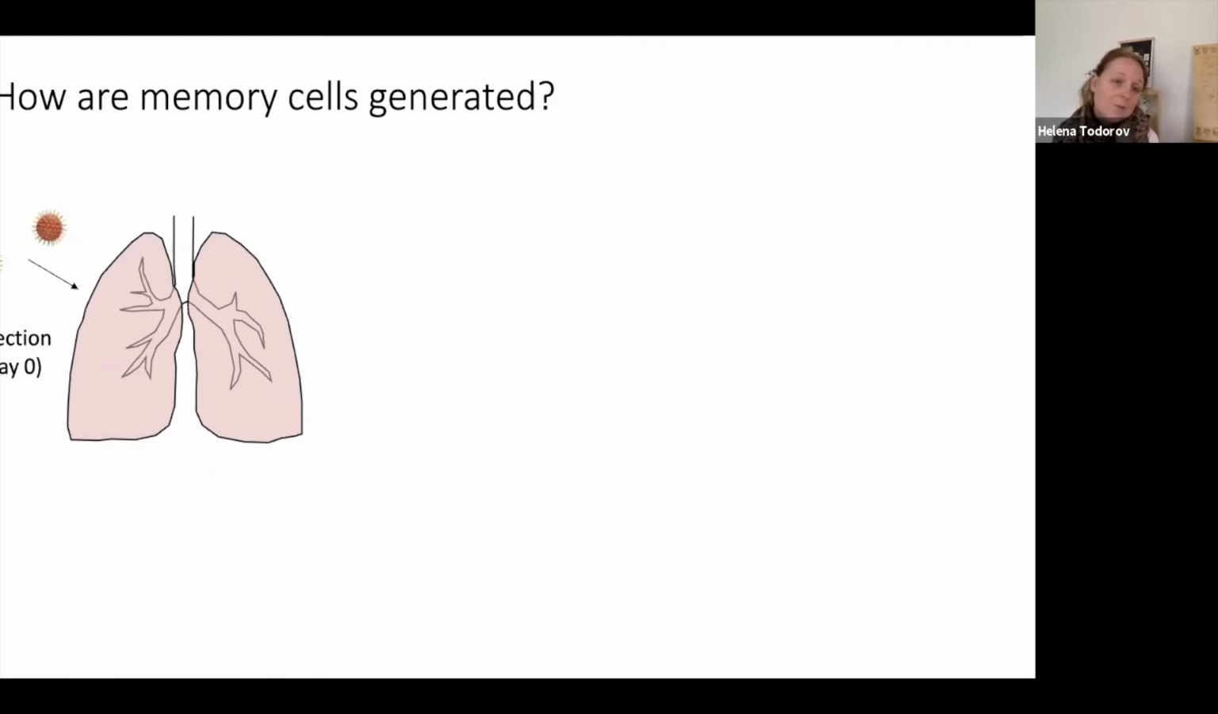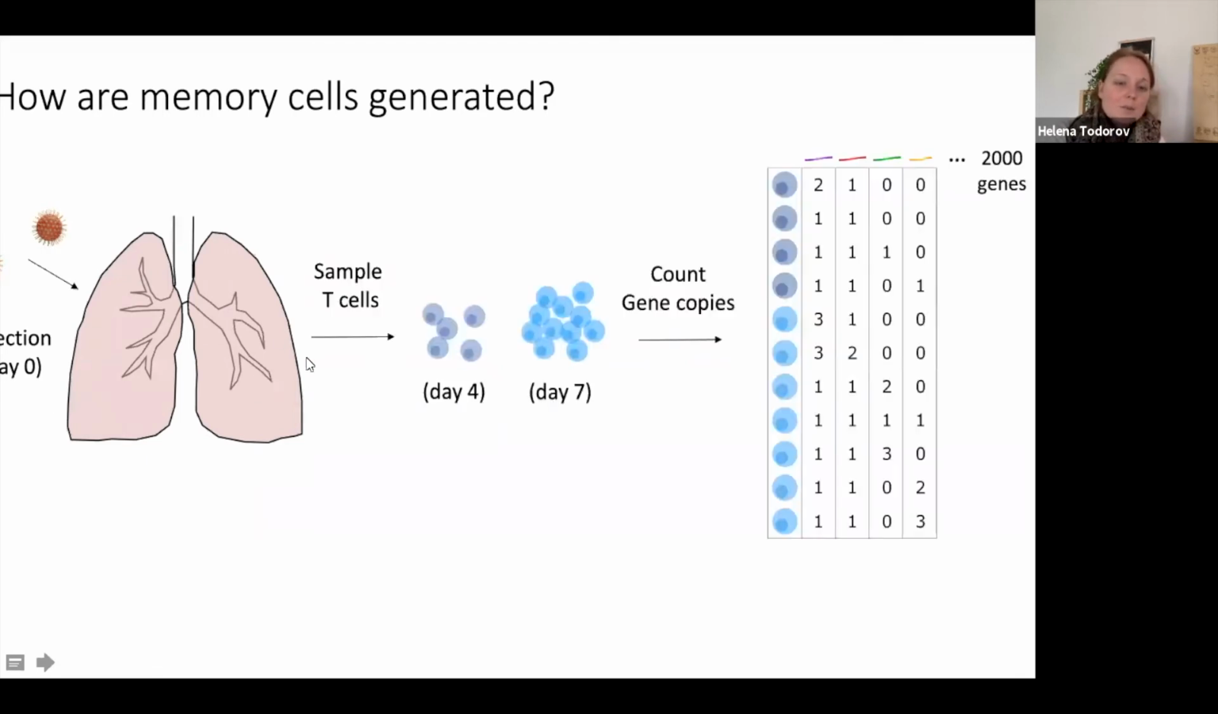In this study, we worked with data that was generated by infecting cells at what we called day 0. And then we sampled T cells that were generated in response to this infection. And we took them either at day 4 or day 7 after infection. Then the copies of more than 2,000 genes were measured in these cells, and this resulted in these data sets.